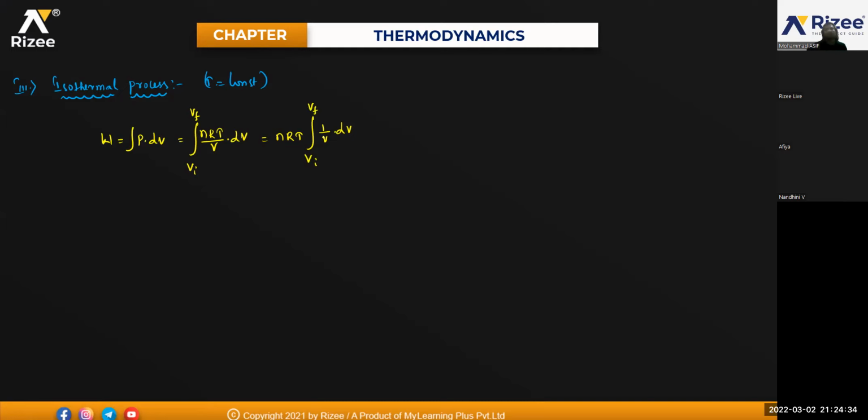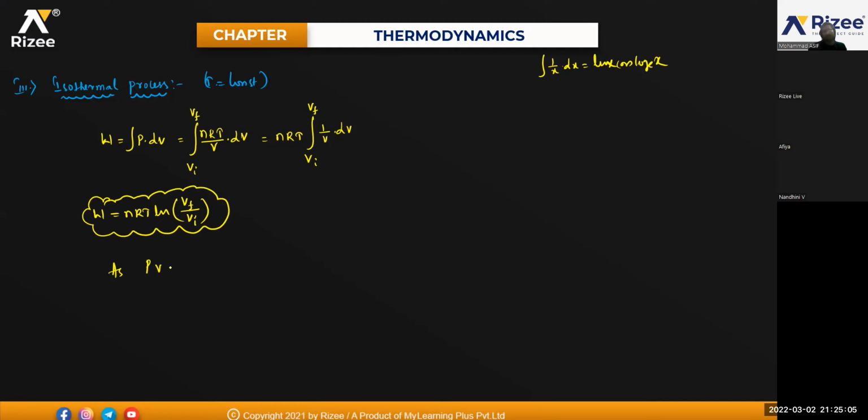Okay, so you know this formula, beta, integral of 1 by x dx will be equal to how much, beta? ln x, or we can write this as log e of x. So I can write work done is equal to nRT ln of V final divided by V initial.